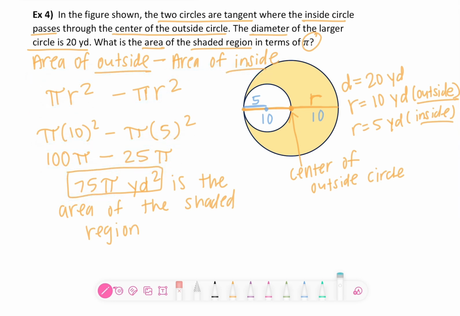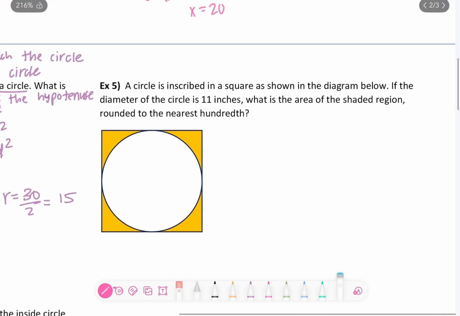Now, if it wanted the answer rounded, simple. You just multiply these together, 75 times pi, and then you round it. Okay? All right. Let's go ahead and go to example 5.